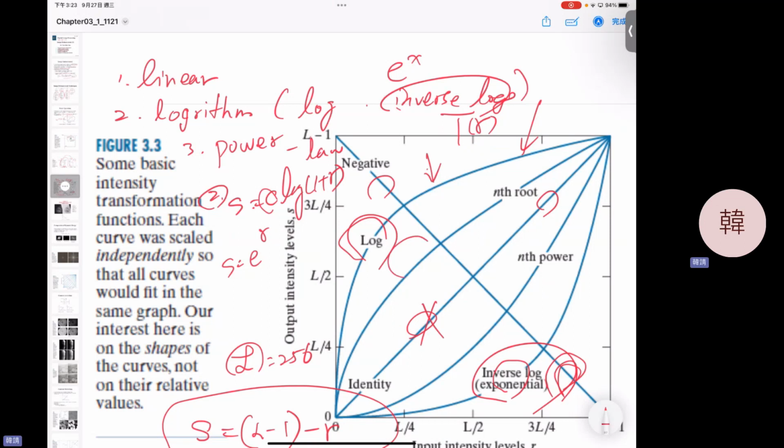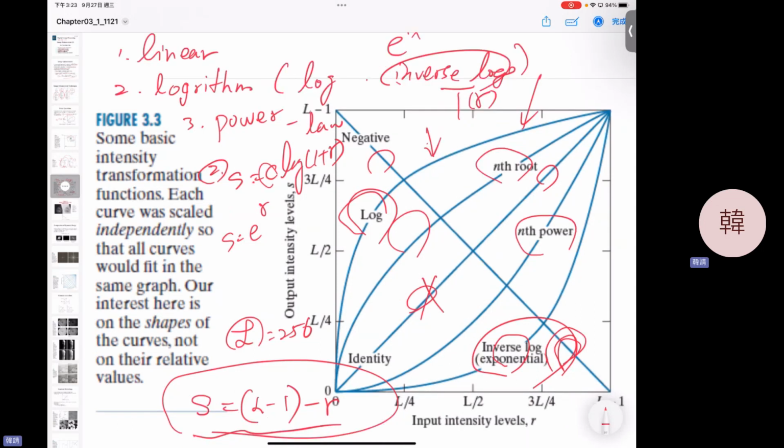Similar for the nth root and the nth power. So the third one is the power law transformation. If you take a root of your input r, you get a brighter image. If you take a power larger than 1, maybe 2 or 3, it becomes like this curve, so your image will become darker. So we have three simple intensity transformations.